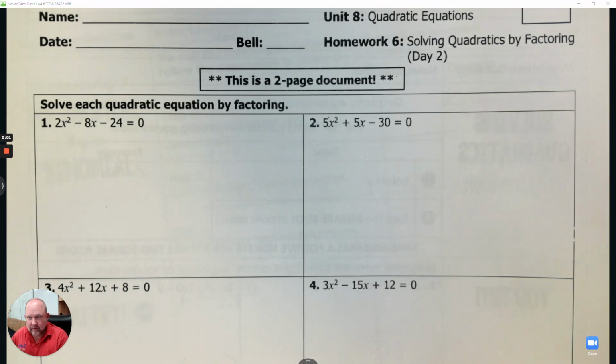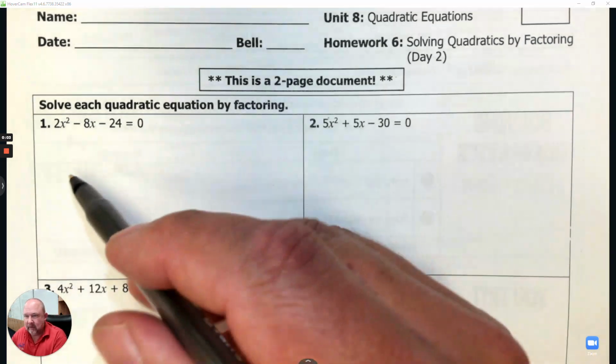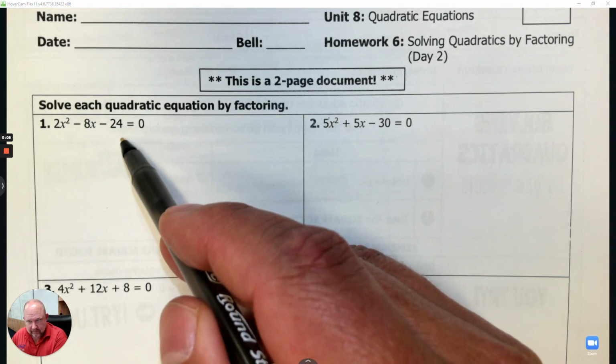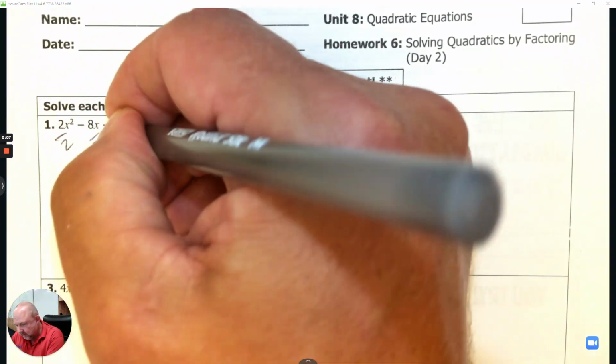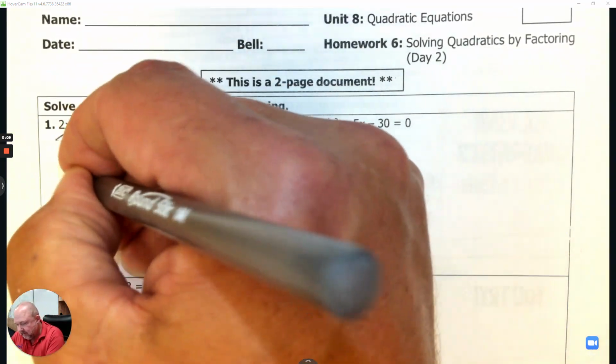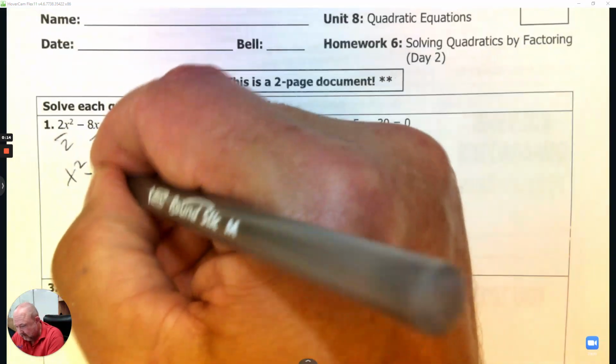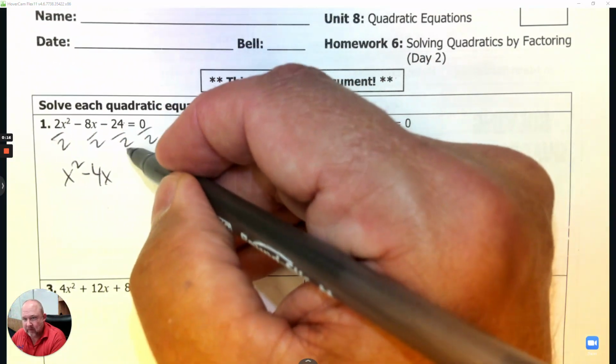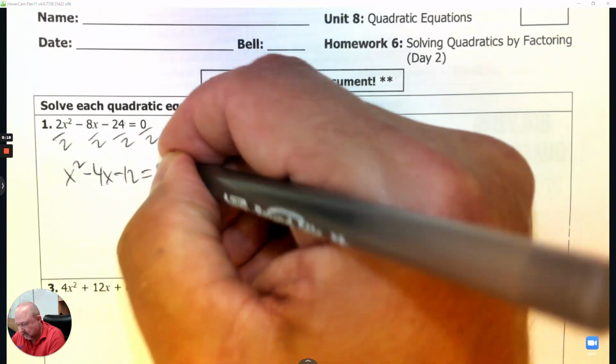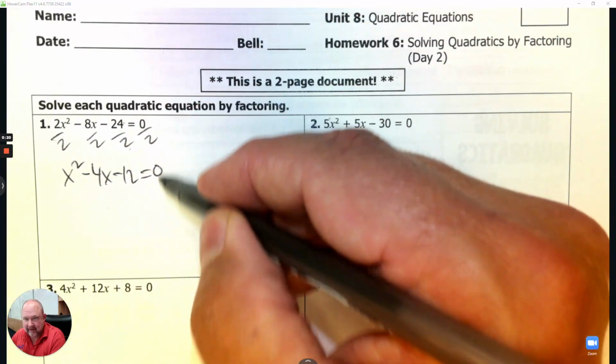All right, here's your homework. Let's do it together. First thing I look at, divide everything by 2. So if I divide everything by 2, 2 divided by 2 is 1x squared. Negative 8 divided by 2 is negative 4. And negative 24 divided by 2, that's negative 12. 0 divided by any number is 0.